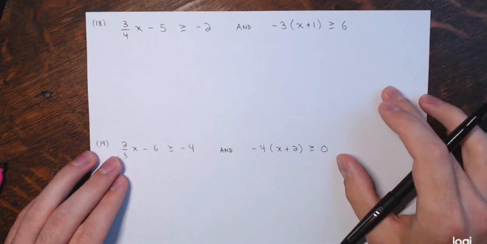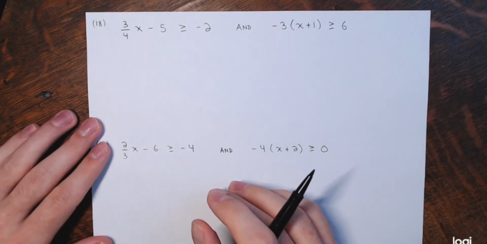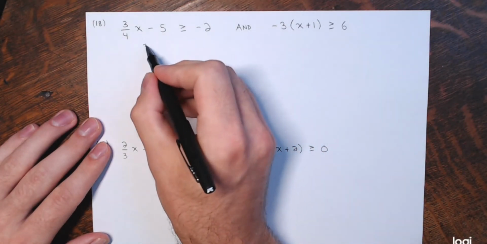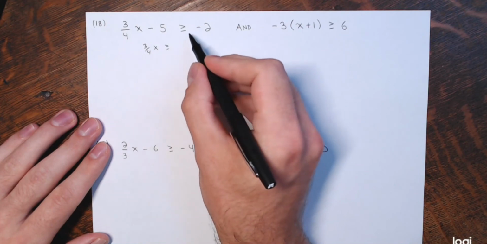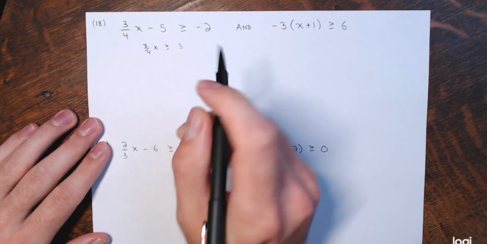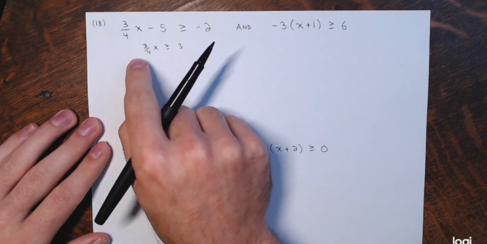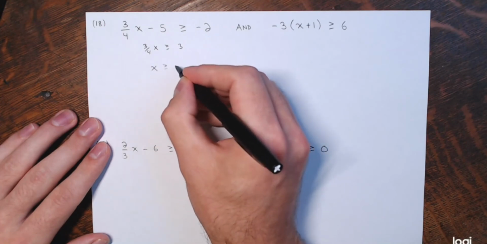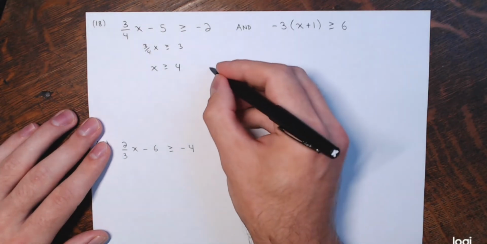Again, I'll just describe how I solve these. Maybe write one of the steps out. So here I would add 5 first. Right? You'd have 3/4 x is greater than or equal to 3. Right. And then I would multiply both sides by 4/3, which would give me 4 on the right side. And notice I never multiplied or divided by a negative. Right? So the inequality symbol would not change.